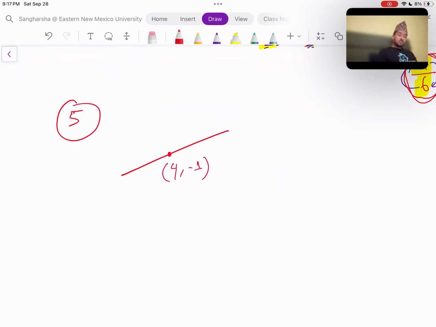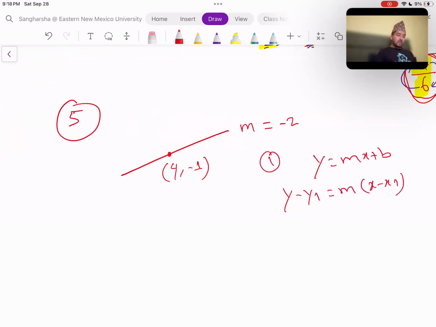And we also know the slope of this line. So we use m to represent slope, and this slope is equal to -2. And we are asked to find the equation of the line. Now, as I said earlier, every time you are asked to find the equation of a line, you have these two options: using mx plus b, or using y minus y1 equals m times x minus x1. Now, who can tell me which option do we use here, first or second?